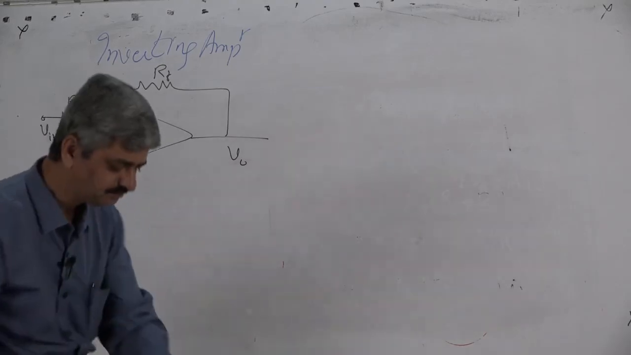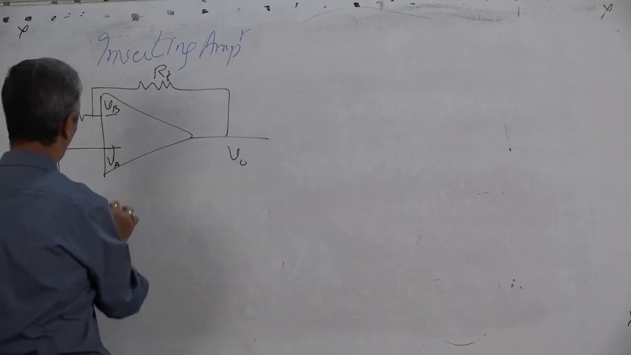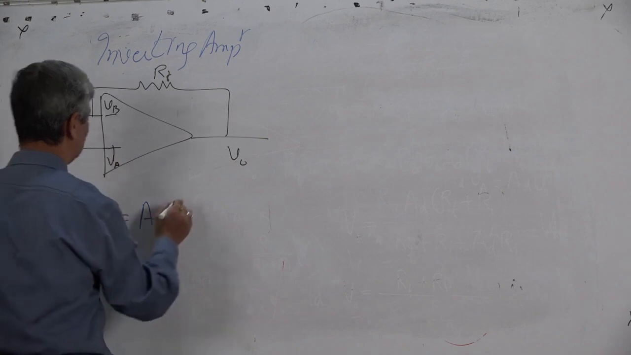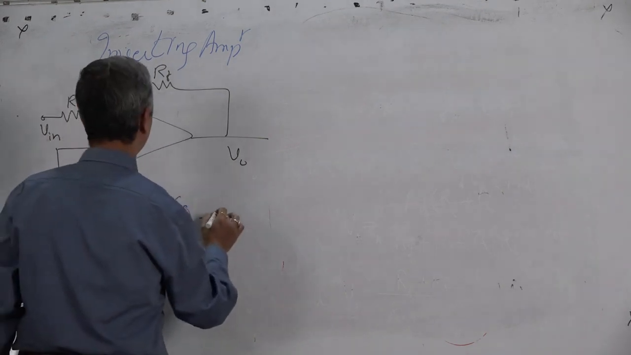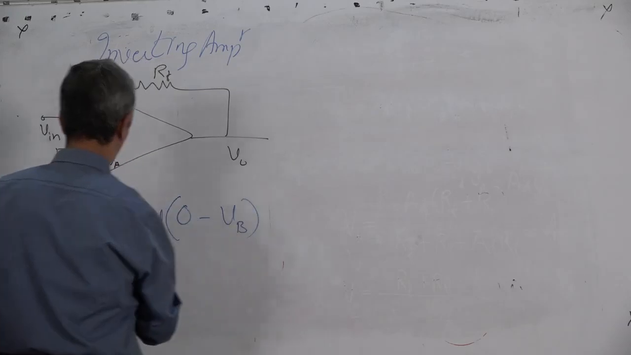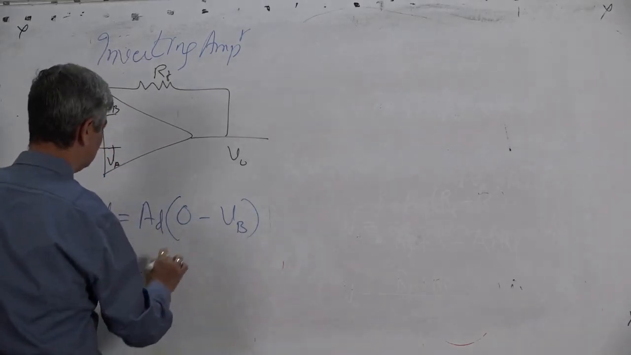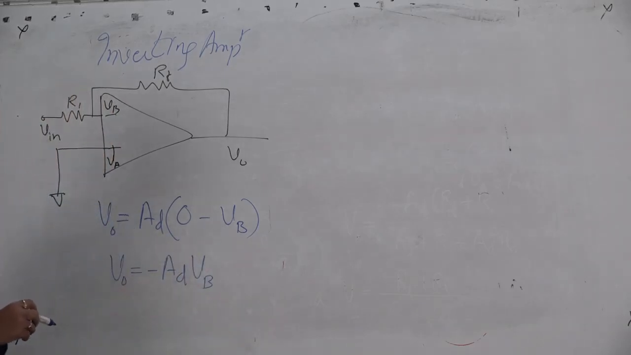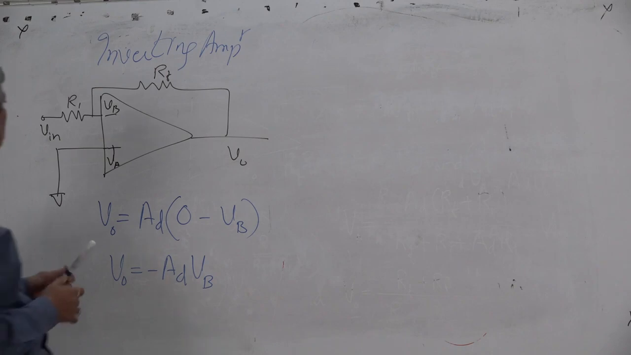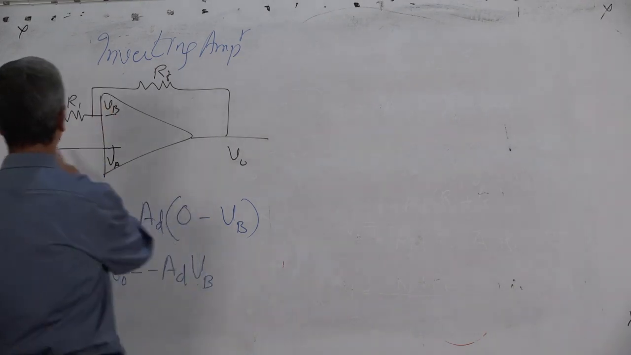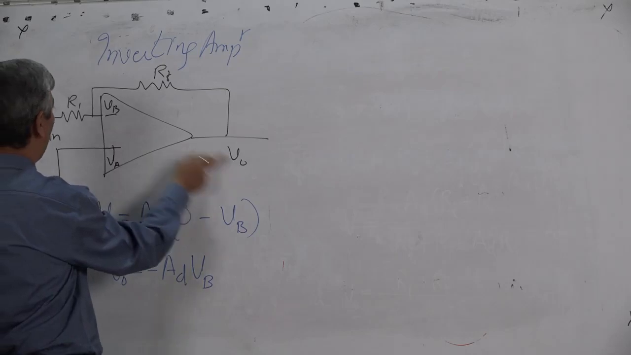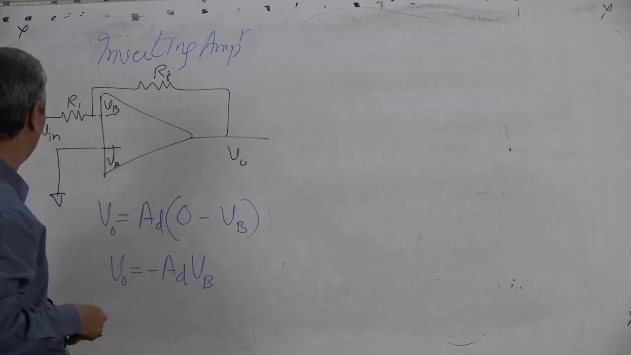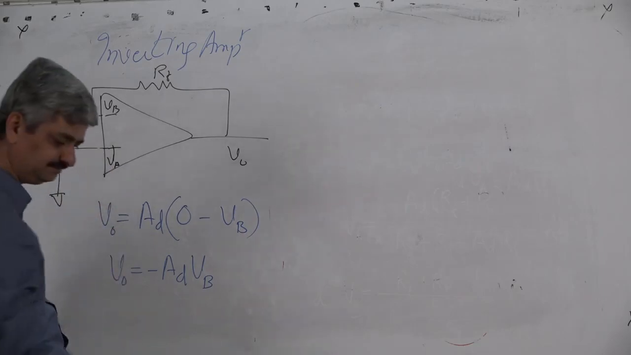Number 1, state the equation. VO is equal to what? AD into VID. What is VID? VA. What is VA? 0. What is VB? VB, right. So VO is equal to minus AD into VB. But what is VB now? VB also is decided by Vin, VO and Kirchhoff's law. The op amp doesn't draw any current. So with this, how can you calculate VB?